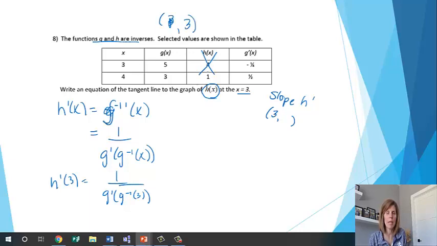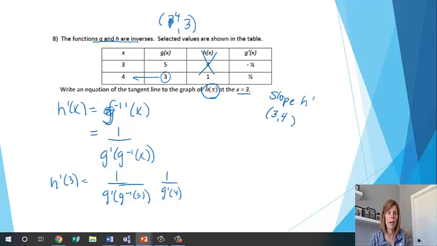So I'm going to be looking at my table. Where does the y value equal 3? It's right here, and that's when x equals 4. So 4, 3 is the normal point, and on my inverse it's going to be 3, 4. So the inverse at 3 is 4. Now I have 1 over g prime of 4, so I just need to find g prime of 4.